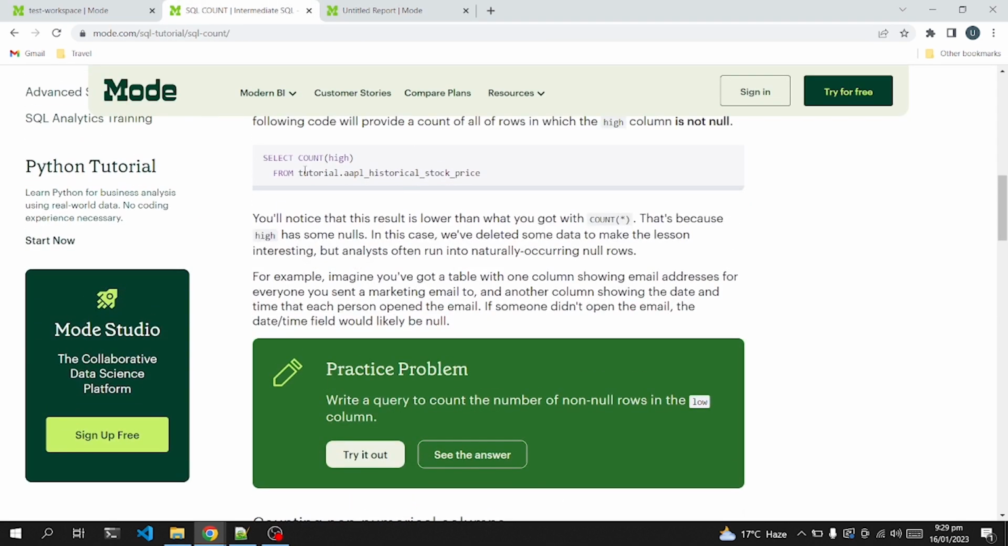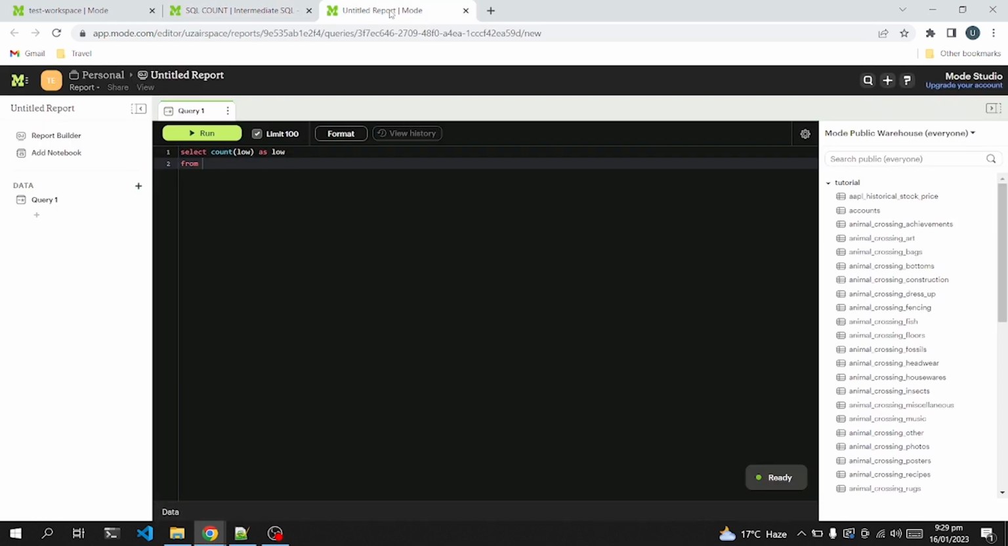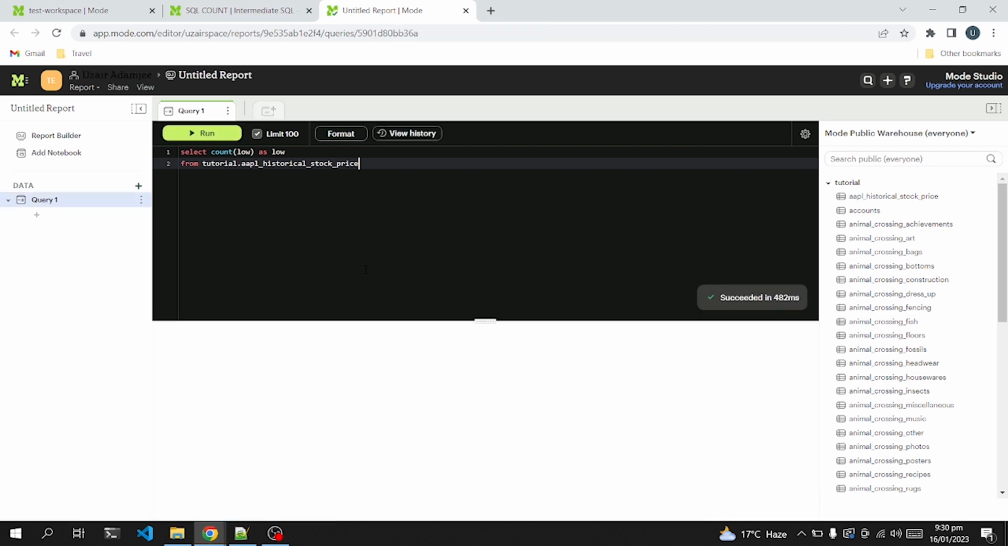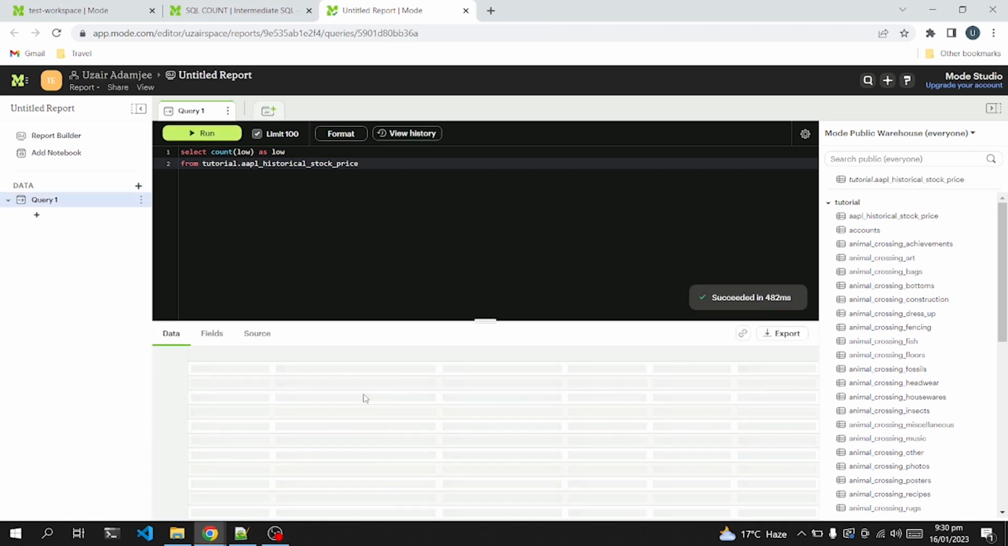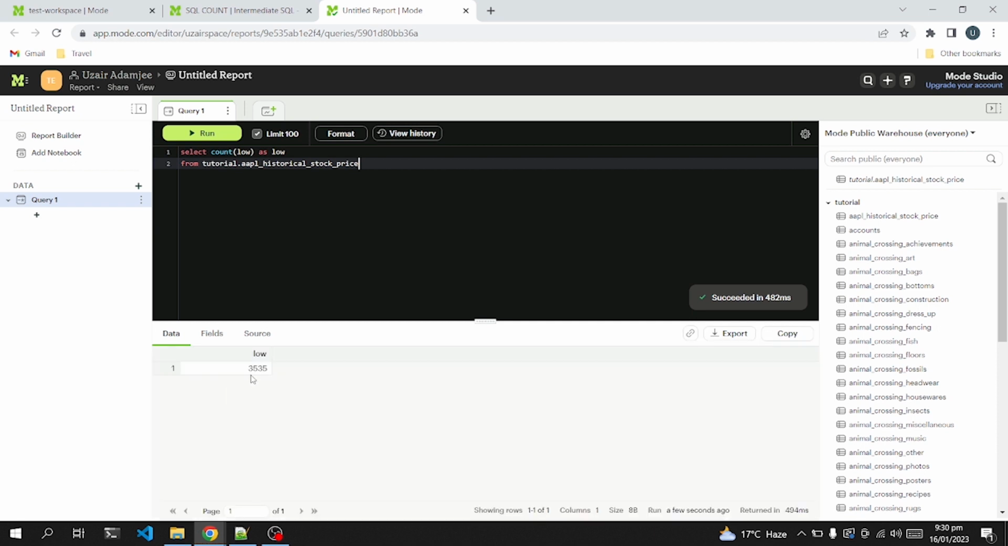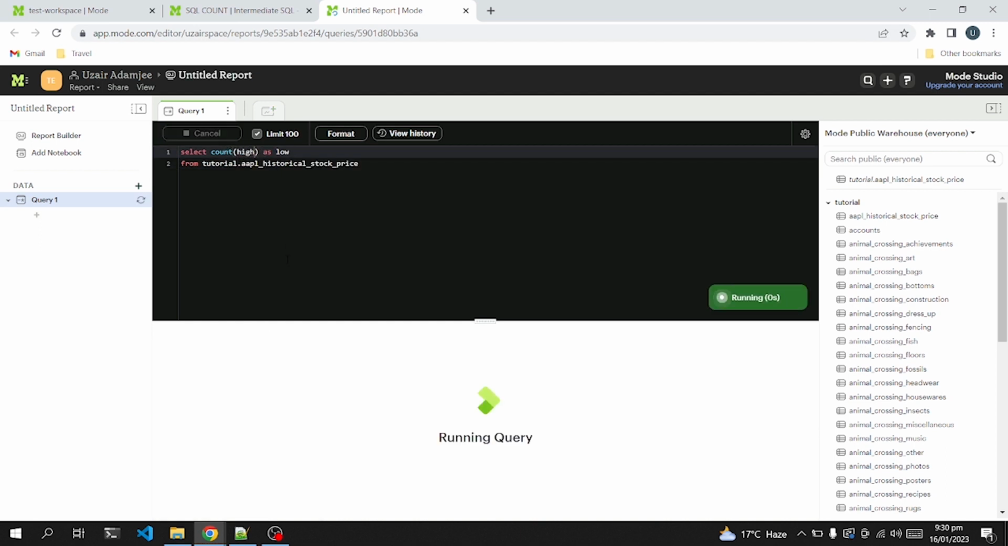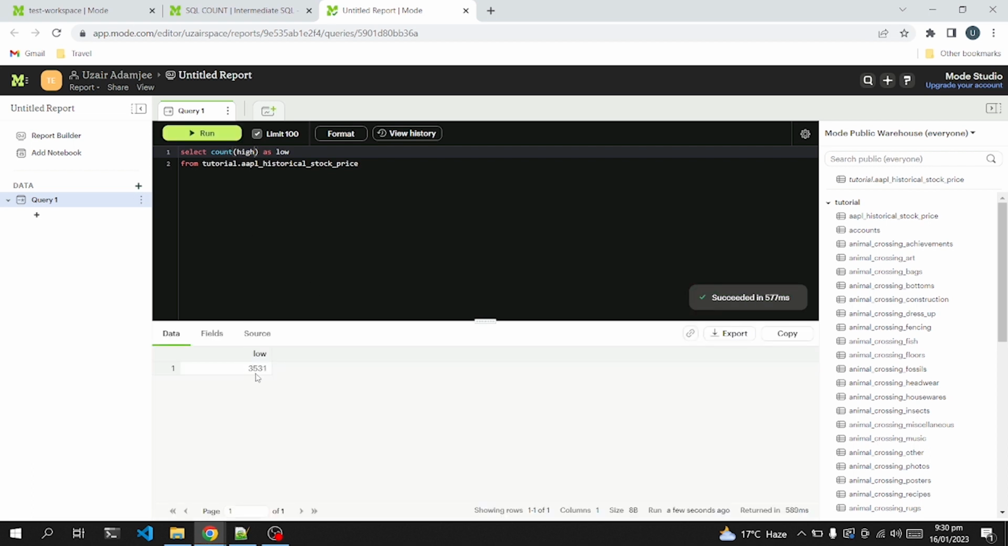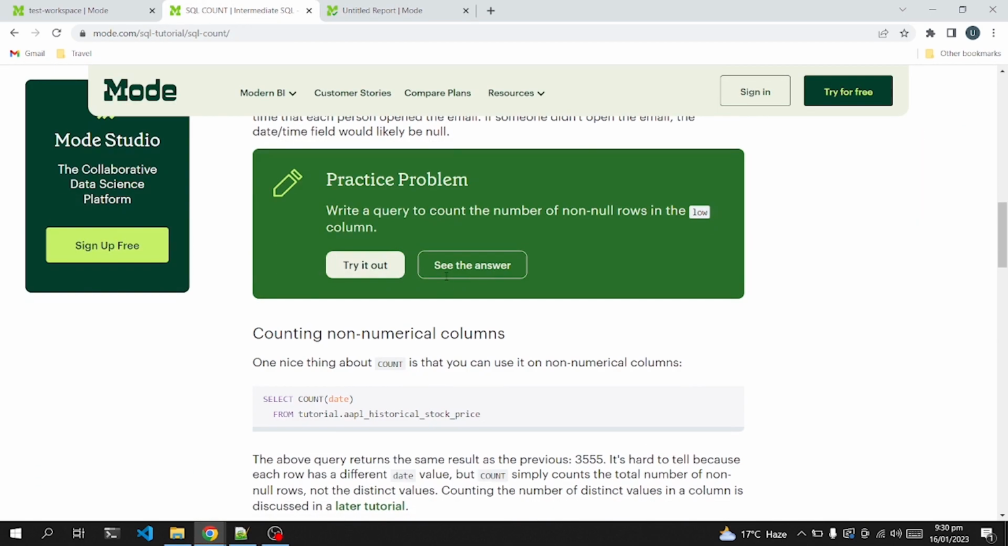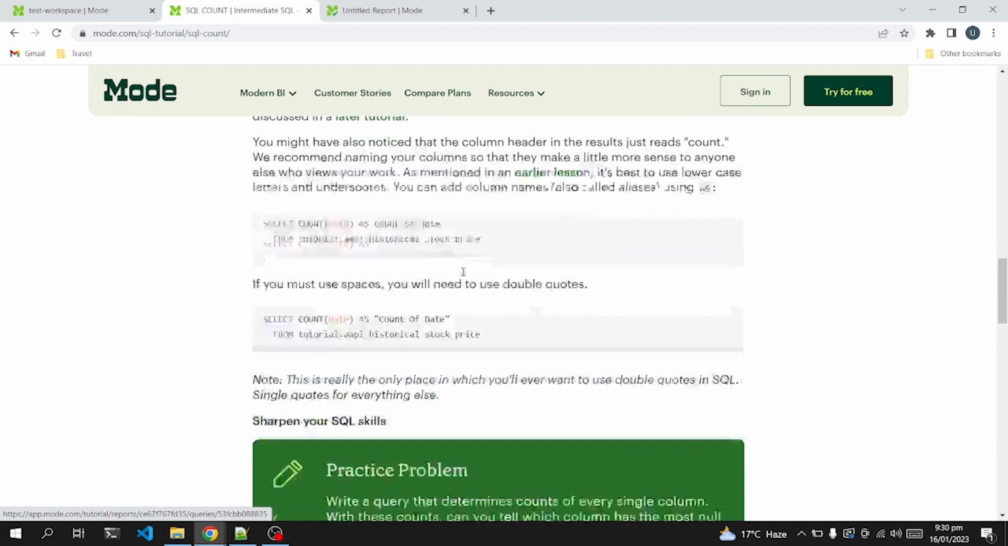Copy this database name. Let's run it out. And we have got the low value, which is 3535. The same can be done on the high column. We have a value in the high column, 353. So it's good to go to the next problem.